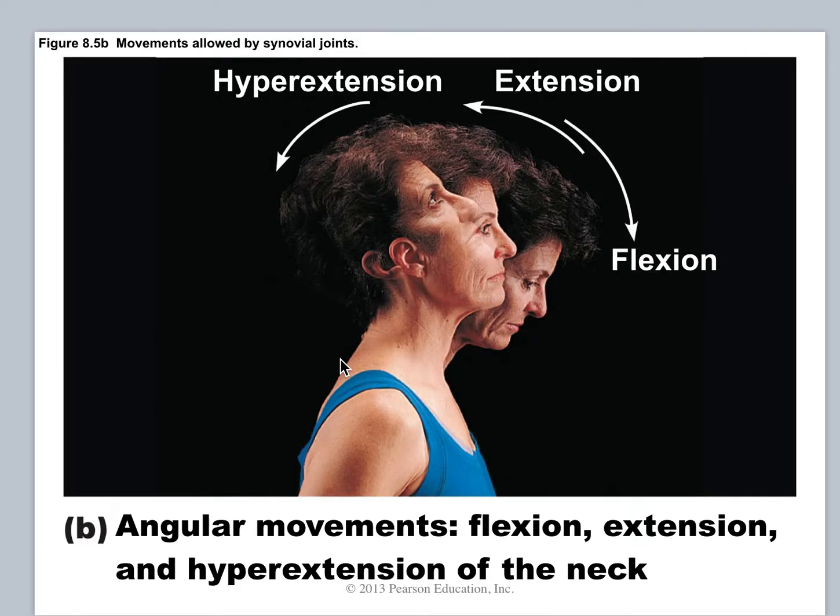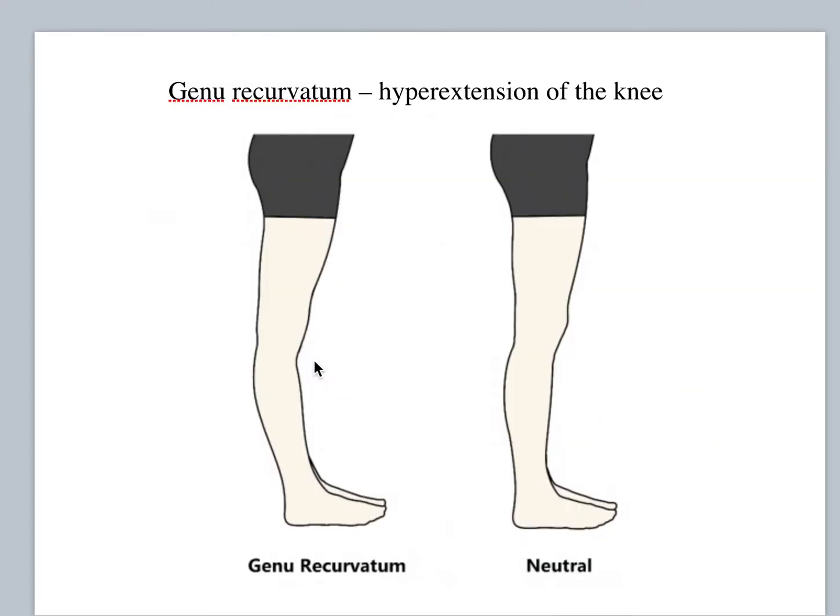So here's an example of flexion of the neck. Flexion is bending forward, extension is bending backward. Hyperextension is extending back beyond the normal movement. Here's hyperextension of the knee, compared to the normal knee. And in this case, genu recurvatum is when the knee is hyperextended.